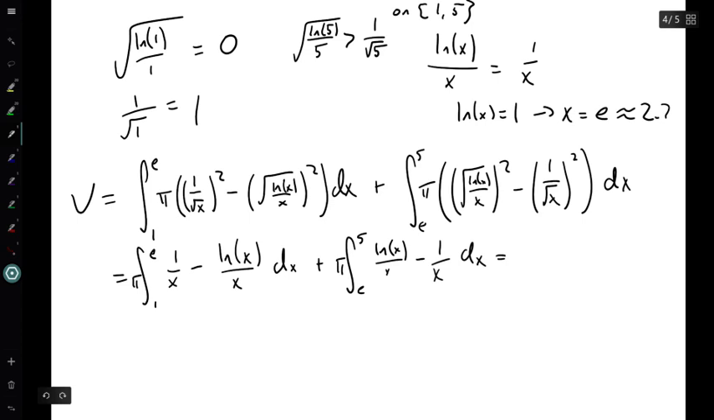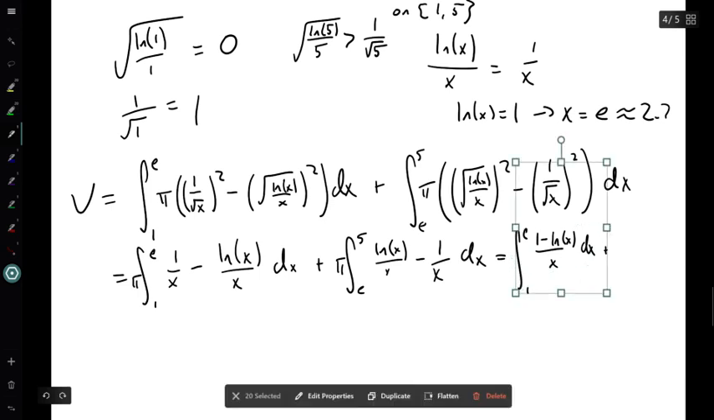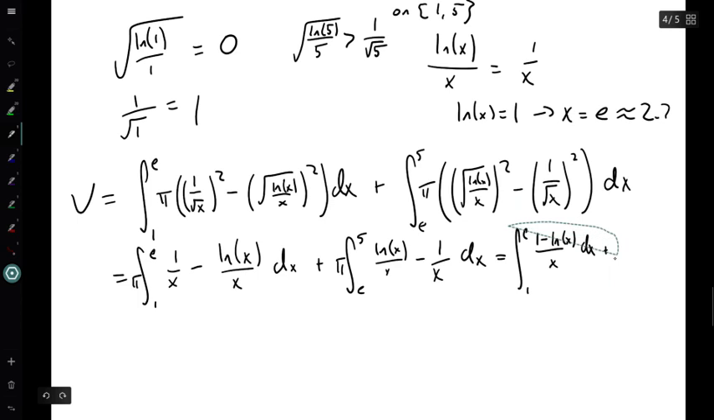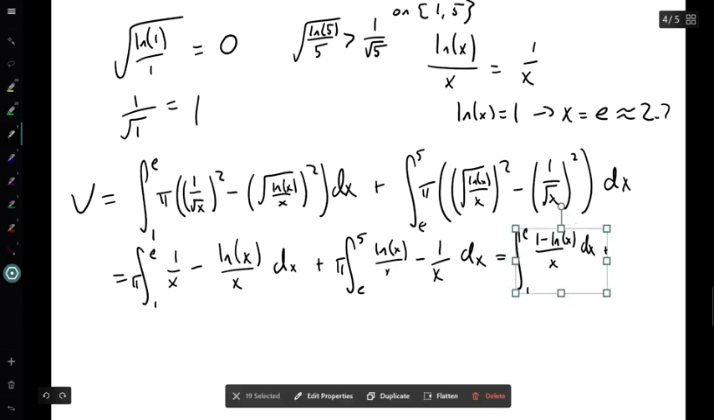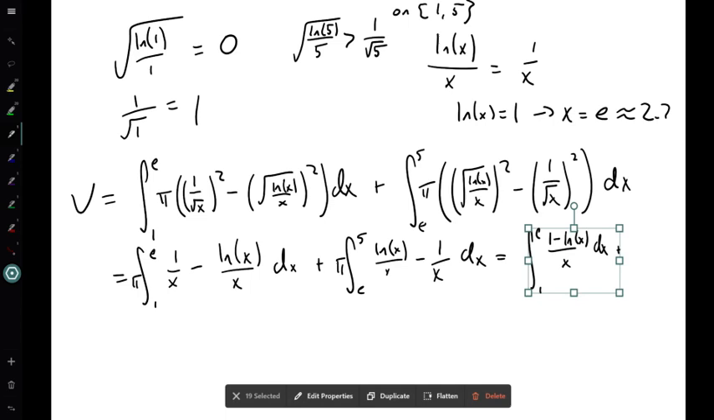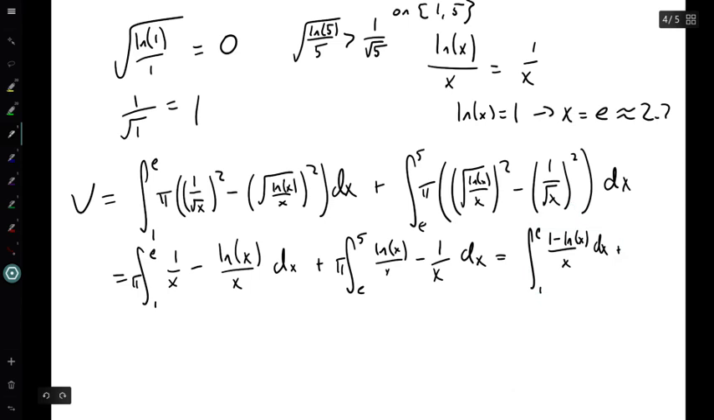All right, let's simplify some things. So we have pi on the first integral here from 1 to e. I can combine those fractions, 1 minus log x over x dx. And I can combine the fractions in the second integral as well. Likewise, I can factor out a pi from both terms. So pi times this integral plus this other integral from e to 5. This time I have log x minus 1.